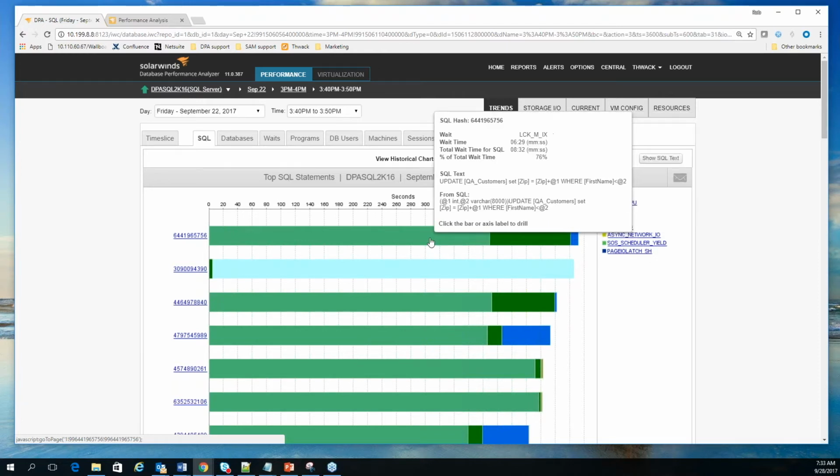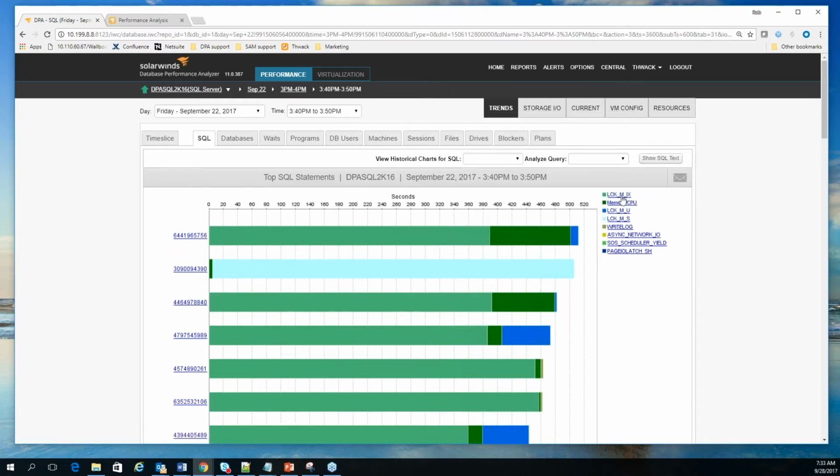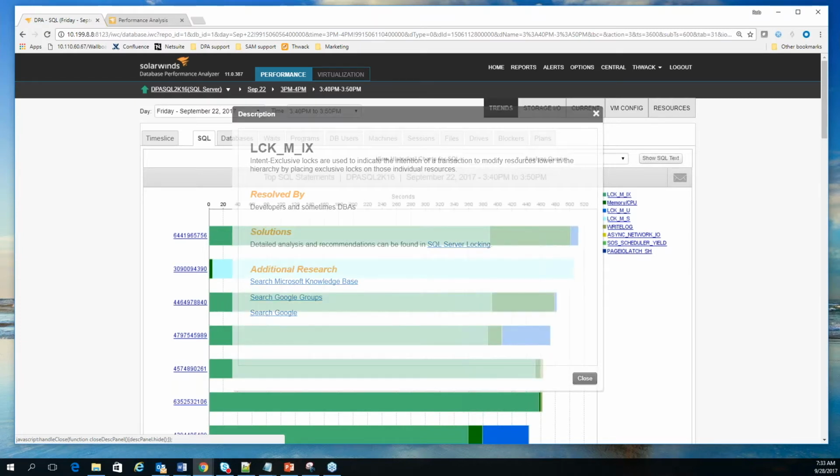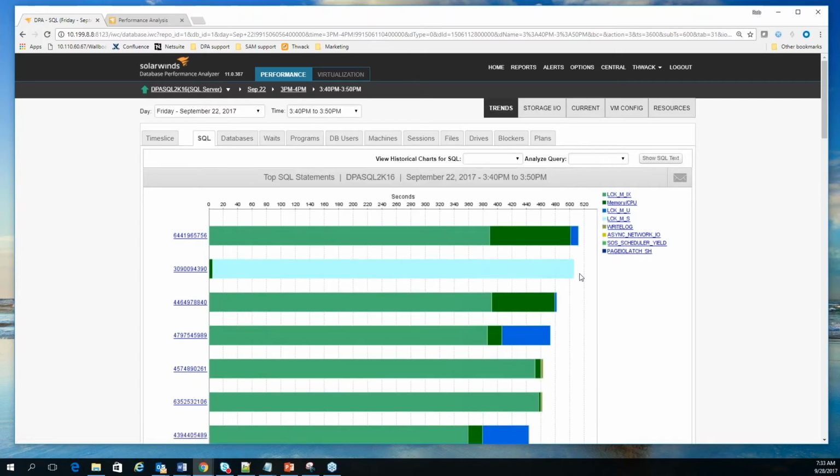But then I see this light green color, which represents this lock MIX. By the way, if anybody wants to know what that represents for that specific wait type, go ahead and click on it here in the legend, and it'll bring up a little description as to what that wait is. So we try to build in some self-help kind of stuff, some documentation right into the product here.